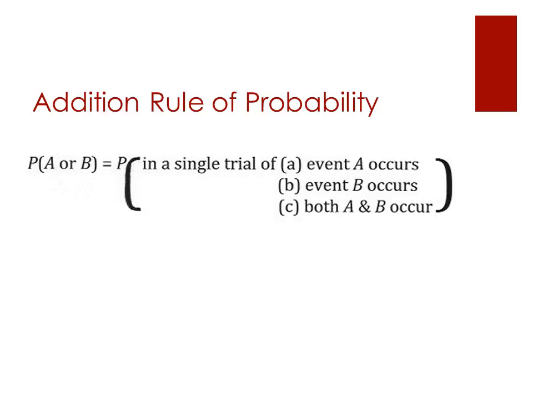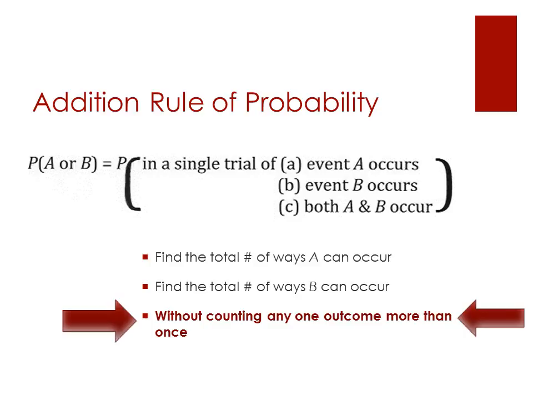So the addition rule of probability, probability of A or B, equals the probability in a single trial of either event A occurring, event B occurring, or it can mean that both A and B occur. So we have three possibilities that are all encompassed in the probability of A or B. Make sure you've got this in your notes clearly. It's not simply event A or event B, but it also has the possibility that both event A and B are going to occur simultaneously.